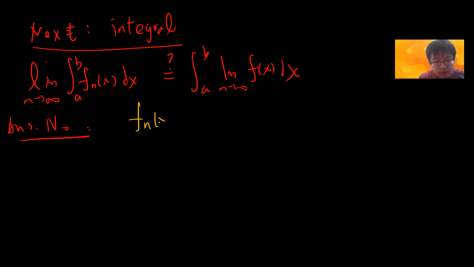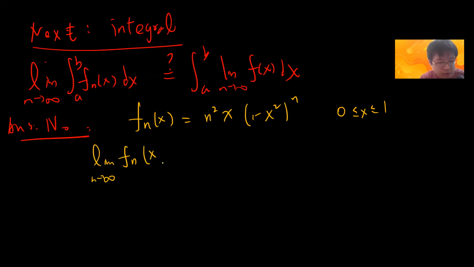This example is famous: f_n(x) will be n squared x (1 minus x squared) to the n. Obviously when x is 0, then it's 0, right? If x is 1, it's 0, and if x is anywhere in between, you can show that this is a power law decay. So n squared is less than the power law, and you can easily prove this by simple calculus. Then this function is 0, so f is 0.